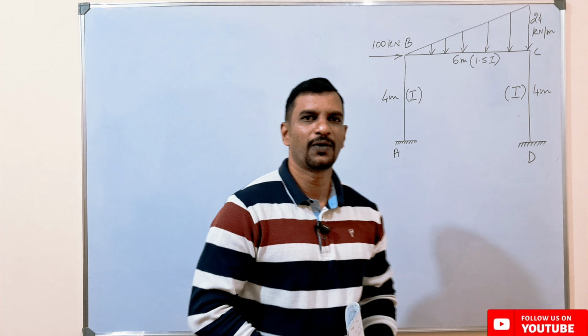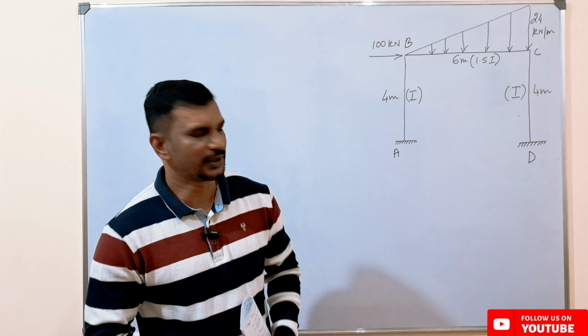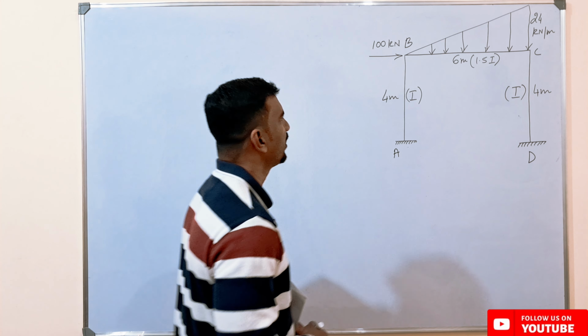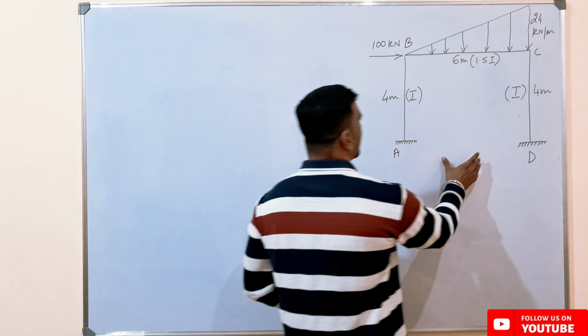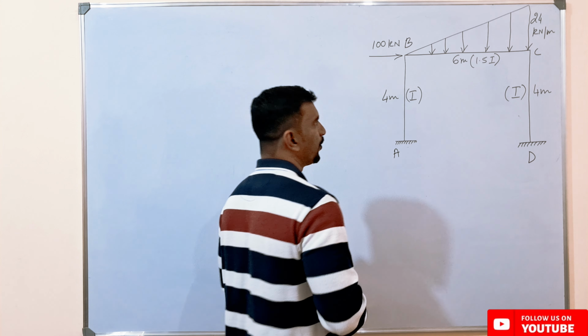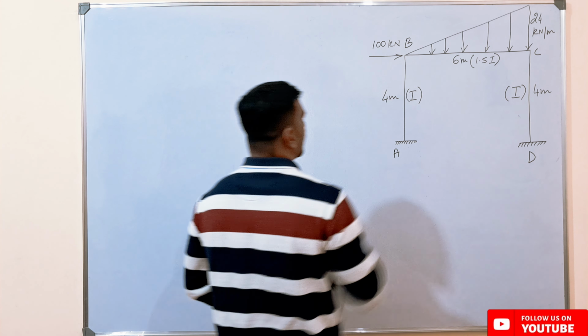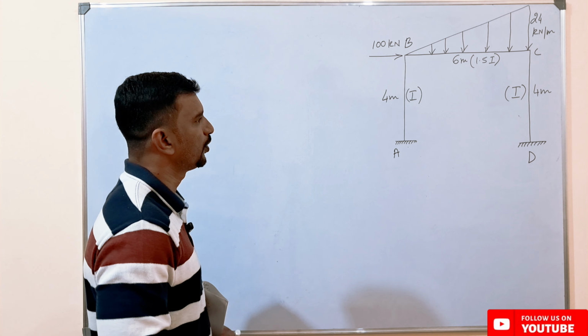In today's session, we shall see how to analyze a frame with the help of Kani's method. So for that, I have considered a problem where this frame is subjected to a uniformly varying load of 24 kilonewton per meter, and at point B, it is subjected to a lateral load of 100 kilonewton.